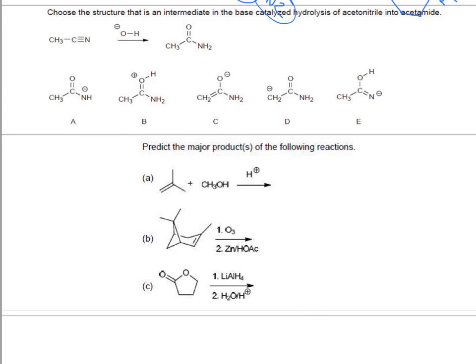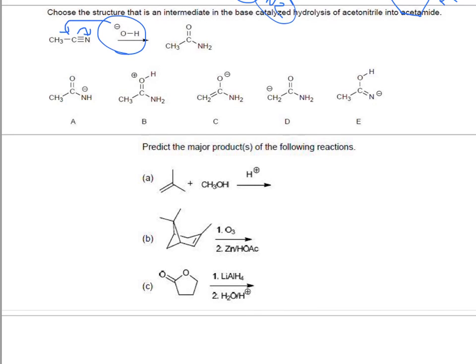We are carrying out, the question is, choose the structure that is an intermediate in the base catalyzed hydrolysis of acetonitrile into acetamide. This is base catalyzed, that means you have hydroxide, and essentially it's going to attack the carbon. Electrons are going to move. Realize that OH negative is a great nucleophile, so you do not really need the activation of the cyanide as you do in case of the acid catalyzed, because then you use H plus and H2O.